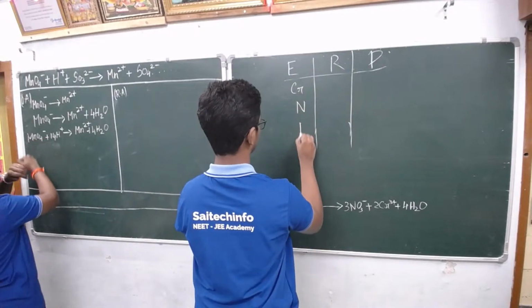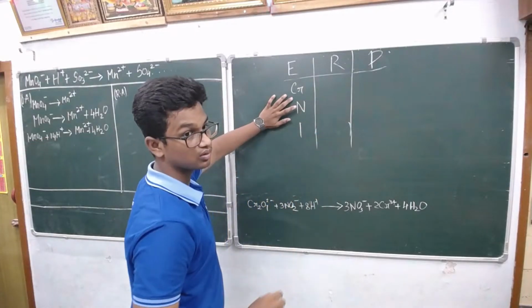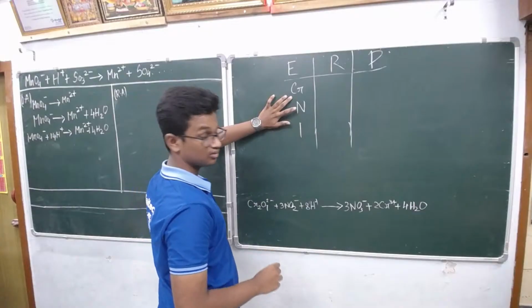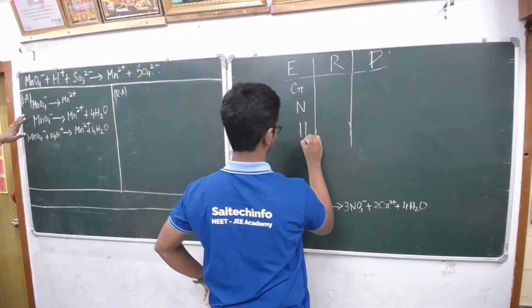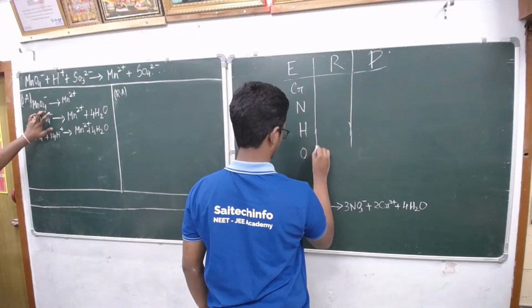You can explain while writing. What is that oxidizing? No, you can do. So this is permanganate to manganese.